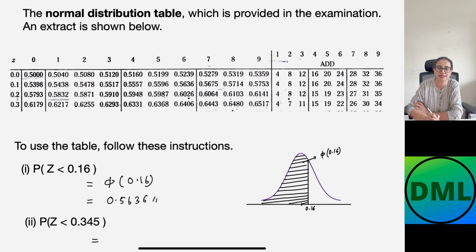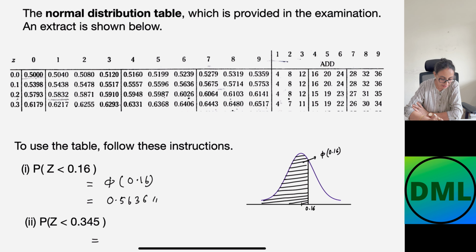0.5636. This is my answer for this part. Let's see the second question here. Probability of z less than 0.345. I need to check. Now here there were 2 digits. Now here there are 3 digits. The third digit we are going to find out the answer from here.